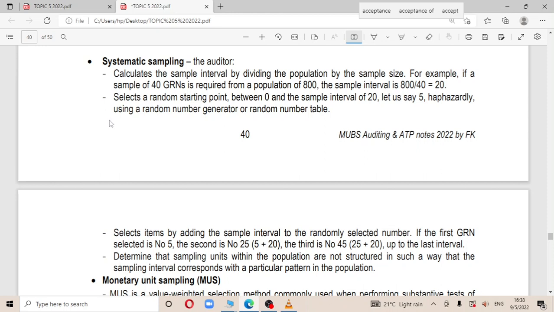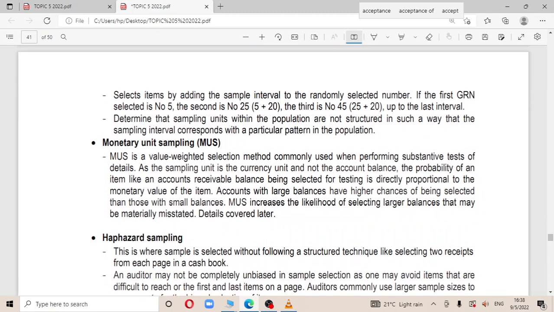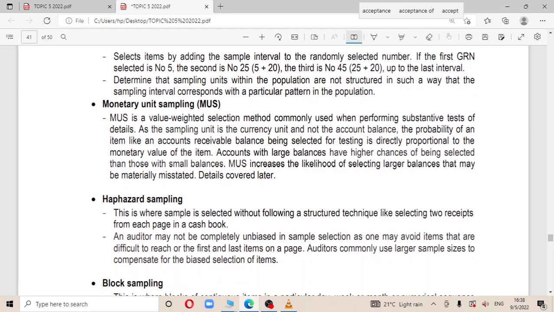Then monetary sampling. Now for systematic, you can start from any end. That's why all items can have equal chances of being selected. Now for monetary sampling, this one we select based on the money units, on the actual amount. I will show you how it works later on.